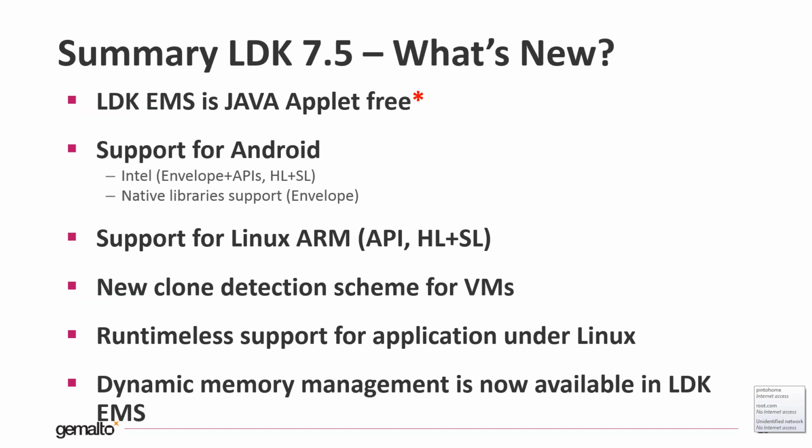The third big item that was added was the support for Linux ARM using API, HL, and SL. There was a new clone detection mechanism for virtual machines, the VM type 2 that I've discussed before, that allows you to identify clones when somebody takes a snapshot and reverts to a snapshot in his virtual machine. As I discussed earlier, we introduced the Runtimeless support for applications under Linux. And the last really cool thing is that we've added support for dynamic memory management in EMS LDK, and you can define those dynamic memory segments and use them in the products, and also burn them with your keys.